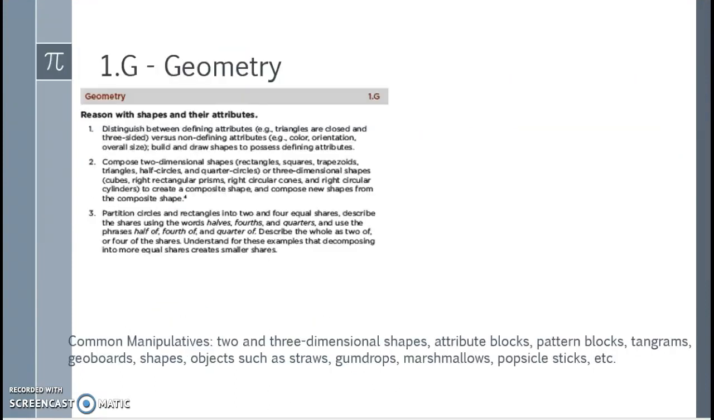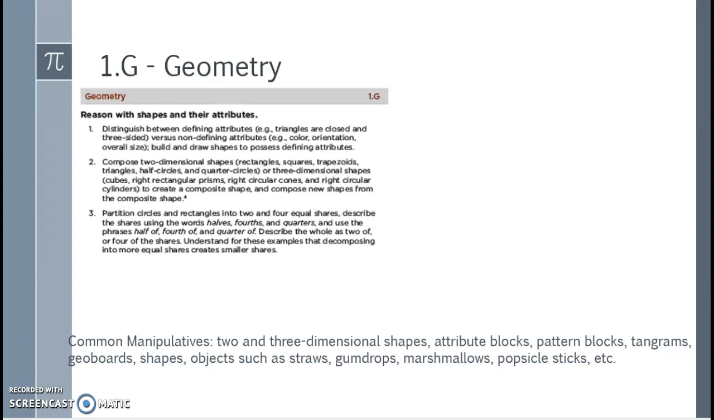Moving on to geometry for first grade. There's just one main cluster here, reason with shapes and their attributes. So we need to distinguish between defining attributes versus non-defining attributes. Build and draw shapes to possess those defining attributes. Compose two-dimensional shapes or three-dimensional shapes to create a composite shape and compose new shapes from the composite shape. And then partition circles and rectangles into 2 and 4 equal shares. Describe the shares using the words halves, fourths, and quarters, and use those phrases to describe them.